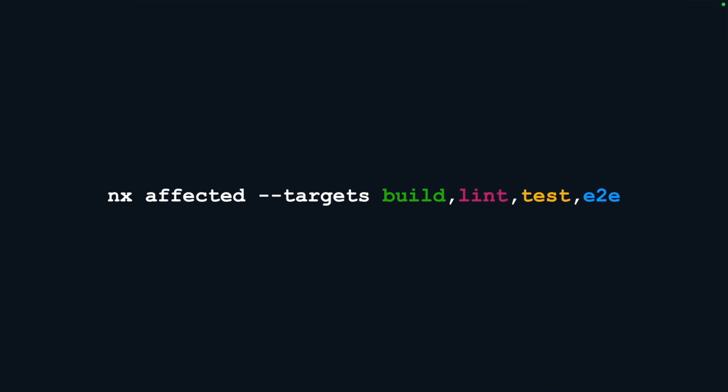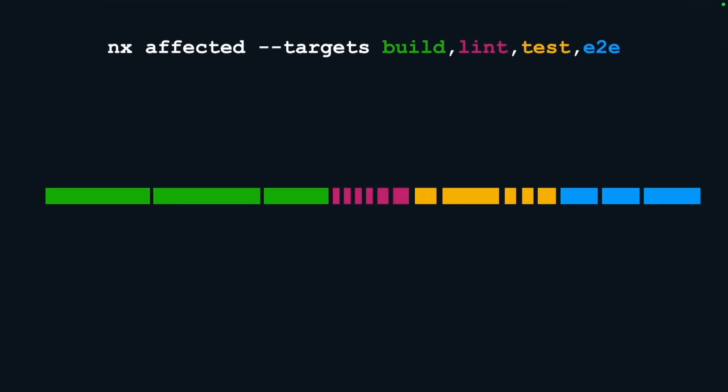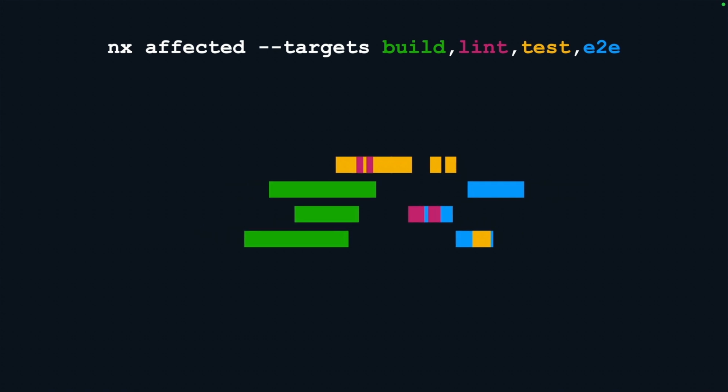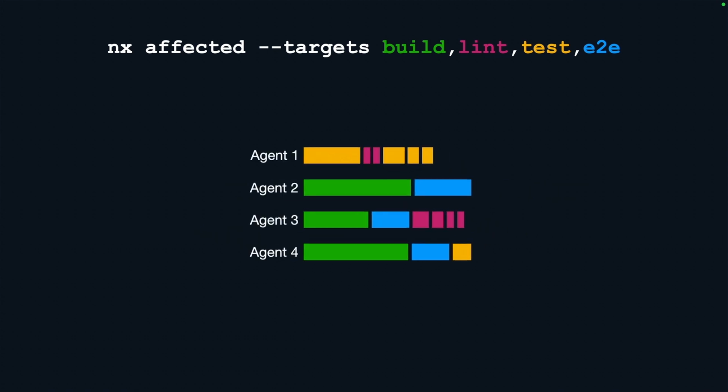When you run NX Affected in your CI pipeline, you give it certain targets, like in this case, build, lint, test, and E2E. NX figures out what tasks across your workspace need to be run based on that, and then NX Cloud distributes those tasks across agents.